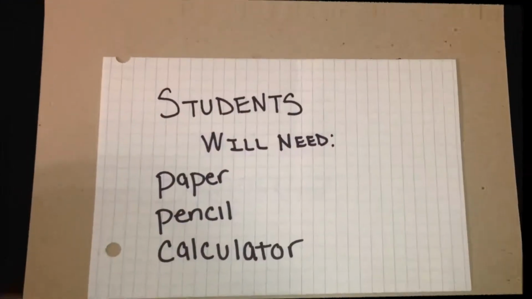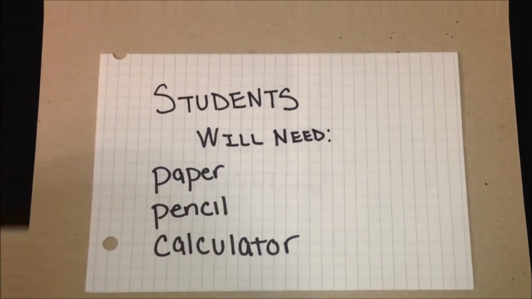The objective of the lesson is to have you students use the Pythagorean Theorem to determine unknown sides of a right triangle. Students will need a paper, a pencil, and a calculator.